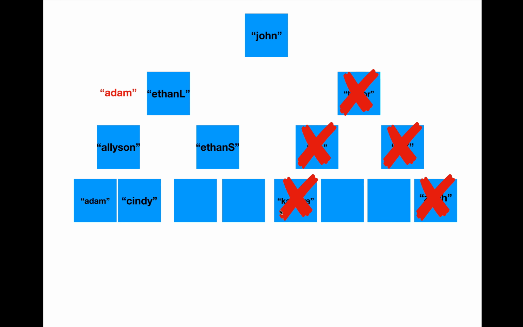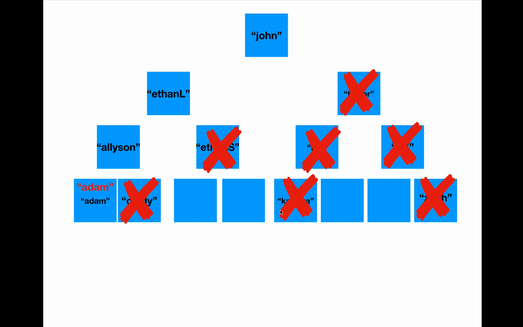And we do that again. We look at Ethan L and we say, well, Adam is less than, in this case, the string Ethan L. So we are going to get rid of anything to the right of Ethan L. So we've halved our search space again. We continue halving our search space until we finally get to what we want.